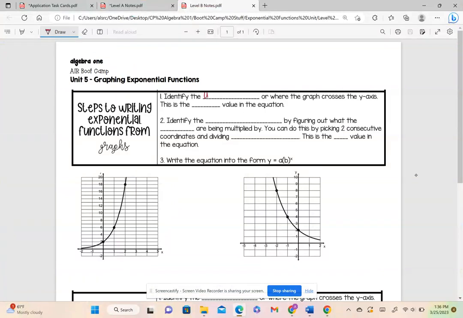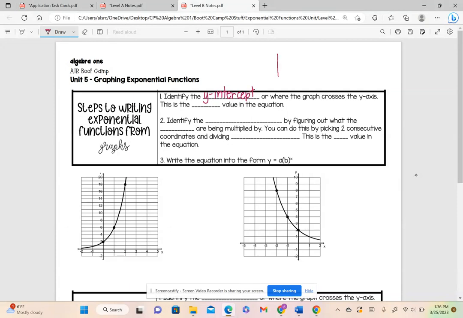So you want to identify your y-intercept, or where your graph crosses your y-axis. Remember your y-axis, there's your axes. This right here, that's your y-axis, your vertical. Where that crosses, that is your a value in your equation. So that's half of your equation right there, which is good.